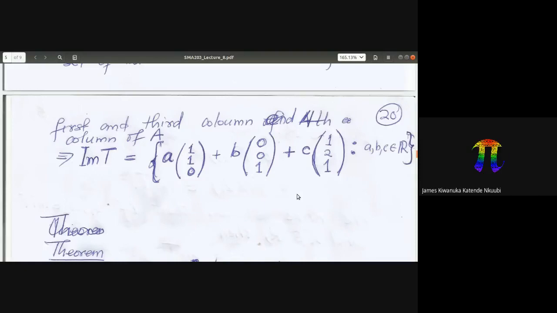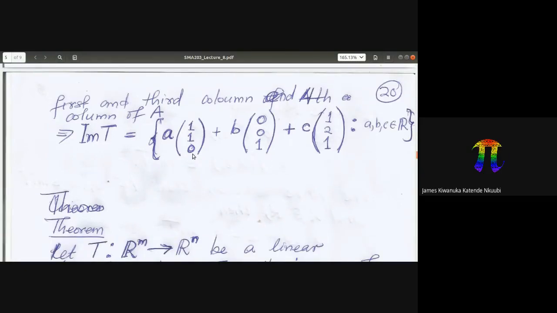Yes. So the image is the whole of R3 because the basis consists of three vectors from R3. And we know that the dimension of R3 is 3. So any set of three linearly independent vectors in R3 will form a basis because the dimension of R3 is equal to 3.